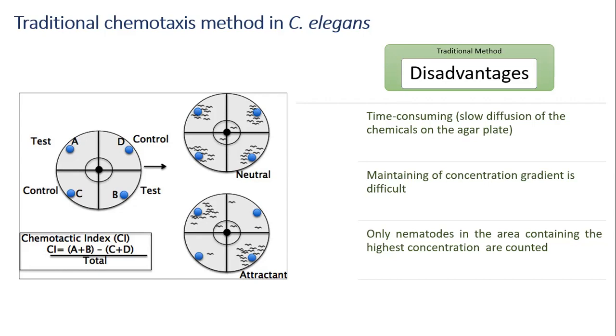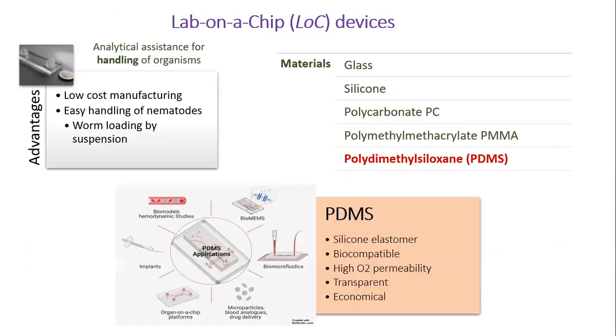It's for those reasons that new technologies such as lab-on-a-chip devices have been developed. These lab-on-a-chip devices are used as analytical assistants for handling of organisms. Among the main advantages are low cost of manufacturing and easy handling of nematodes, and in this case, the nematodes are loaded by suspension.